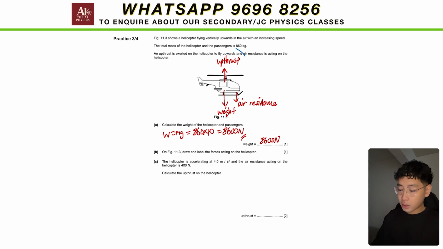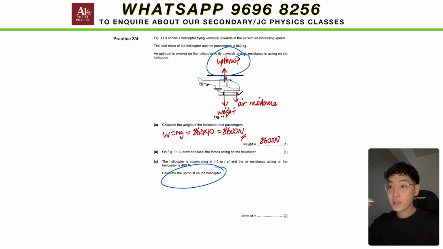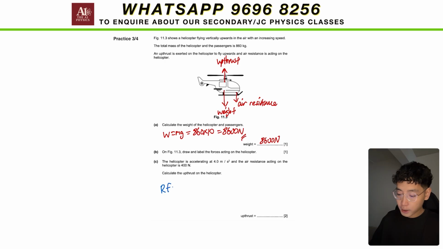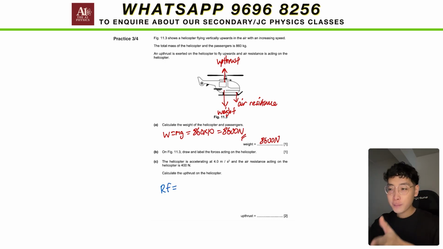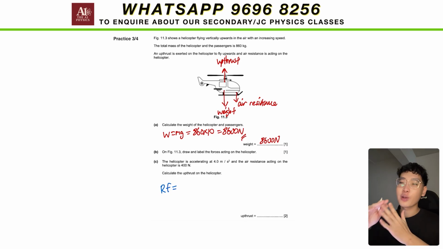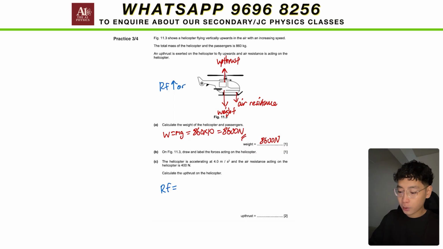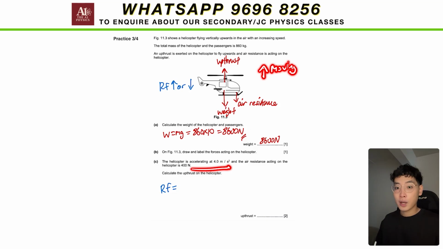Now, part C is the part that we have to really pay attention to. What is the upthrust on the helicopter? First of all, we want to ask ourselves, what is our resultant force equation, right? But before we even make our resultant force equation, we must understand what direction the resultant force is in. Is the resultant force upwards or downwards? Now, the helicopter is moving upwards, right? It's moving upwards, and it's also accelerating upwards. So it means that the direction of the acceleration is upwards, right? It's moving faster upwards. So if the acceleration is upwards, remember that resultant force is always in the same direction as the acceleration, which means that the resultant force must also be upwards.